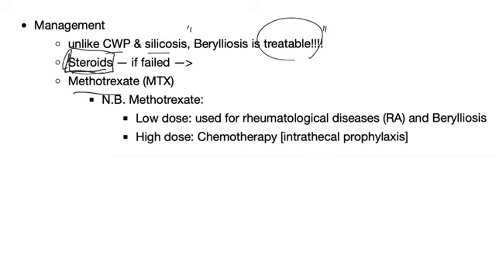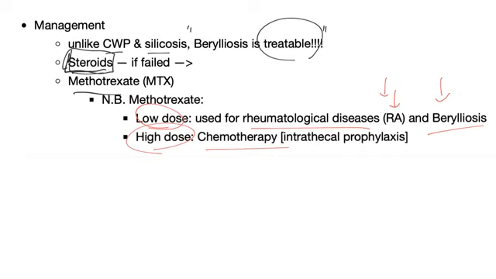Methotrexate is an interesting drug. Why? Because at low dose, you can use it for rheumatological diseases such as rheumatoid arthritis, and you can use it for berylliosis. At high doses, it's a chemotherapy for cancer. Wow. So when you have a patient with rheumatoid or berylliosis and you tell them, I'm gonna start methotrexate, they will freak out. Is this the same drug that we use for cancer? Yes, but chill down.